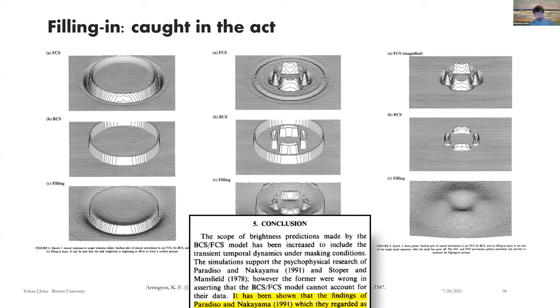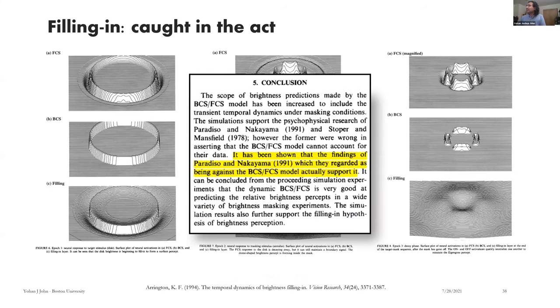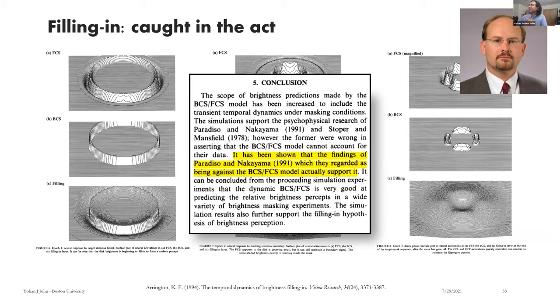Okay. So the conclusion, it has been shown that the finding of Paradiso and Nakayama, which is regarded as being against the BCS-FCS model, actually supports it. So I found a picture of Carl Arrington on LinkedIn. That's him. So he managed to simulate those effects. And whether the model is right or not is a separate matter, but that the model can do this is, I think, clearly established.